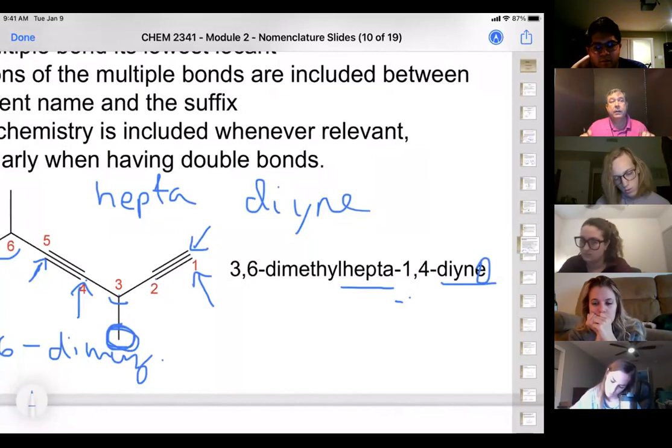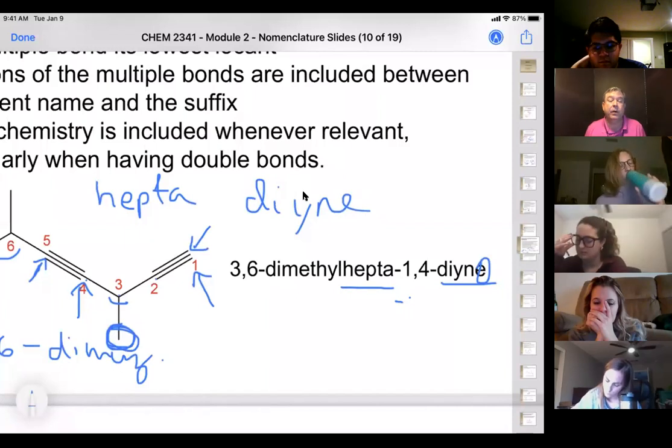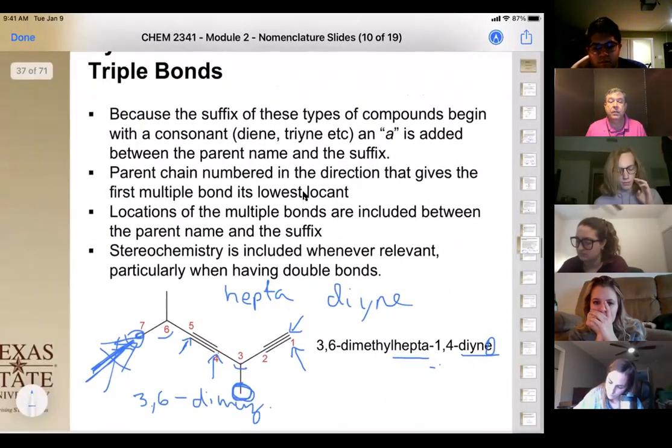Okay, so see how we're following all those rules. Every time, even when we add additional functionalities, we still follow all the rules in the same order. We just add another rule as things get more complex. Okay. So what's next?